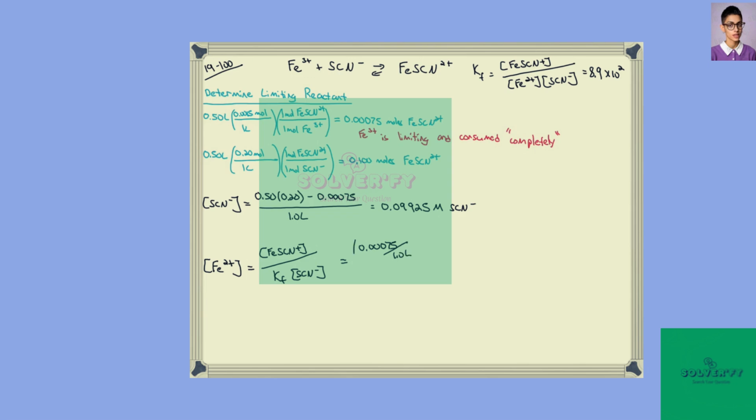Well, we need to know the concentration of product that has been formed. If we know this many moles of product has been formed and we have a total volume of 1 liter, then this ratio right here will correspond to the concentration of product that has been formed at equilibrium. We divide that by our Kf value and the concentration of thiocyanate that we just determined up here. This then should give us an iron concentration of 8.5 times 10 to the negative 6th molar.